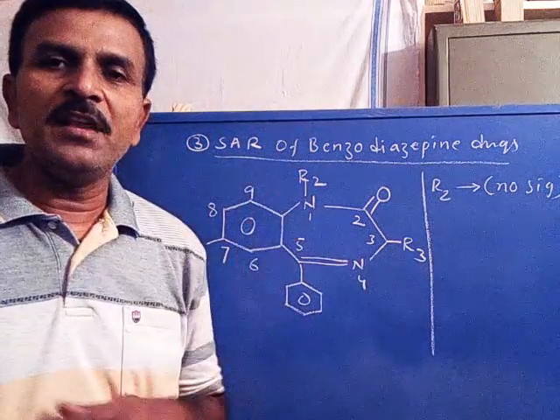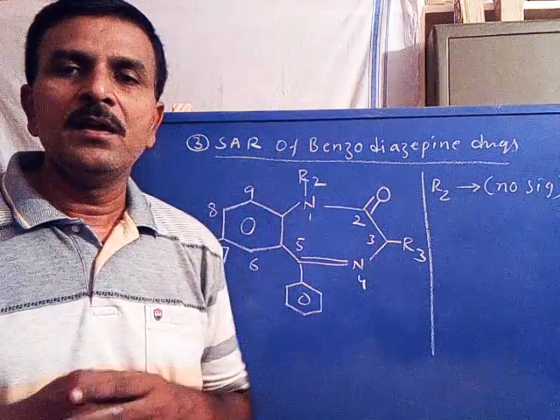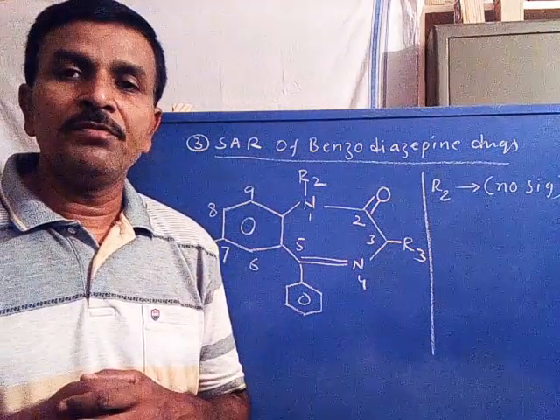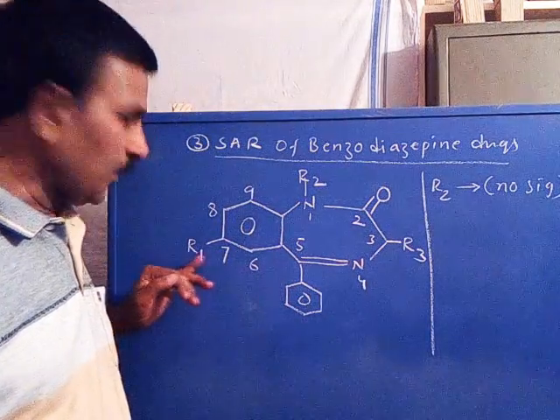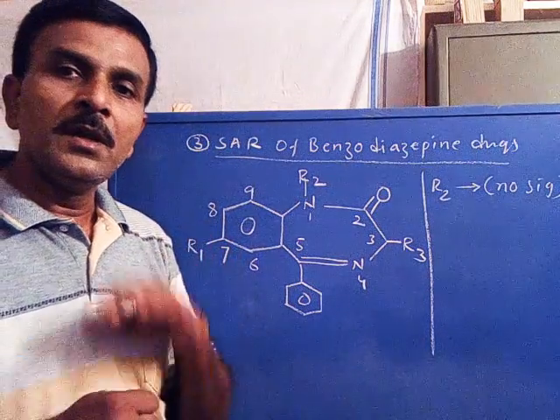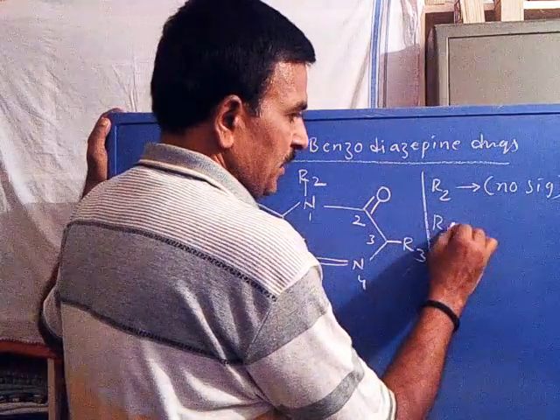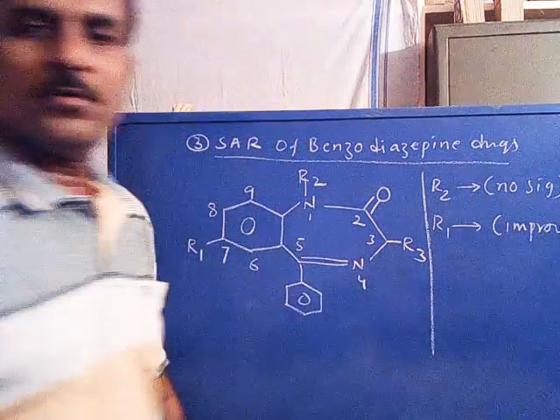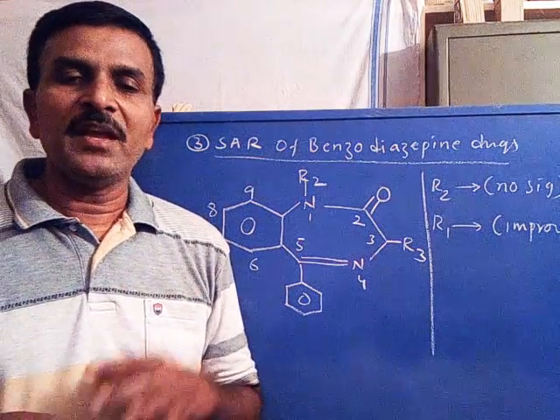We can substitute easily by other. R2 group substitution does not significantly improve its activity. Now, the substitution of R1 group at 7th position by any group improves the activity. Substitution of R1 group on 7th position, 7th carbon, improves its activity.